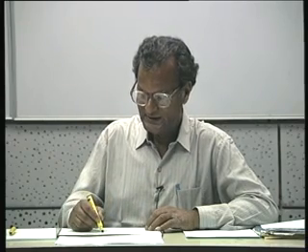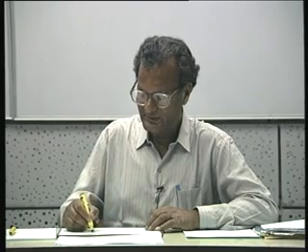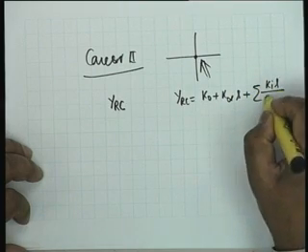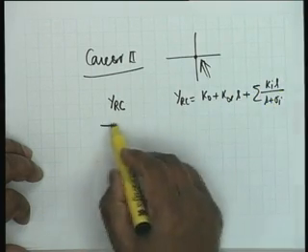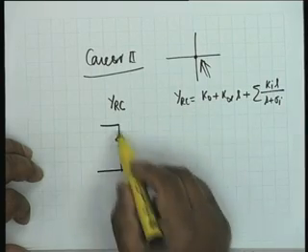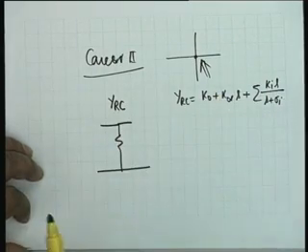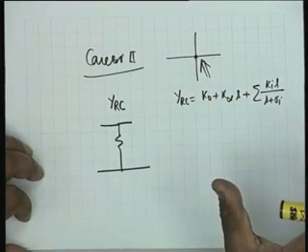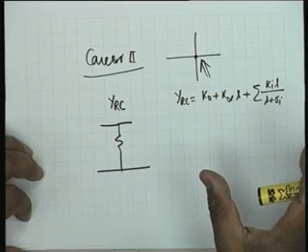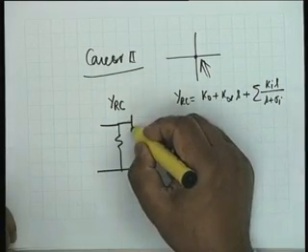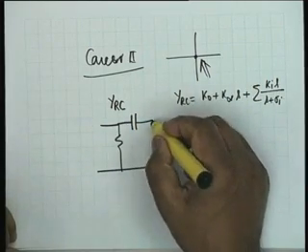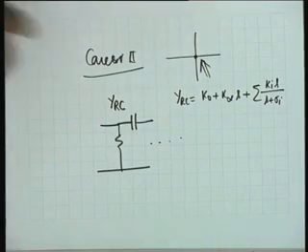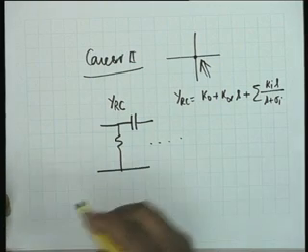What you do is you look at YRC, which is K0 plus K infinity S plus summation Ki S divided by S plus sigma i. You can remove from YRC the constant value K0, and if you remove K0, then YRC has a 0 at the origin. So, ZRC shall have a pole at the origin, which you can remove as a series capacitor, and you proceed like this. So, what you get is shunt resistors and series capacitors. Okay. This is Cauer 2.